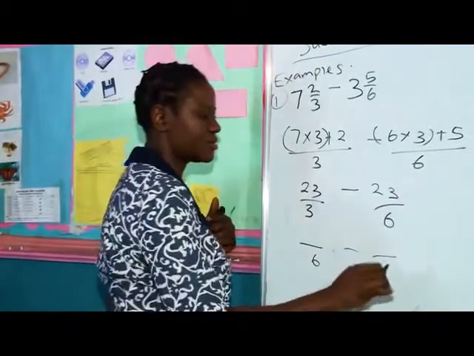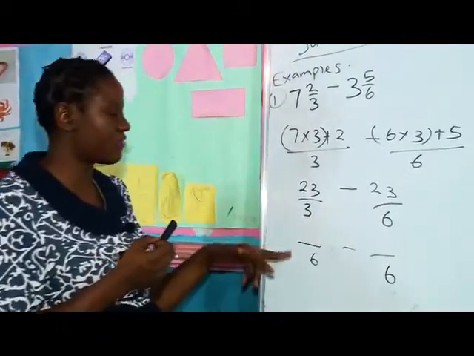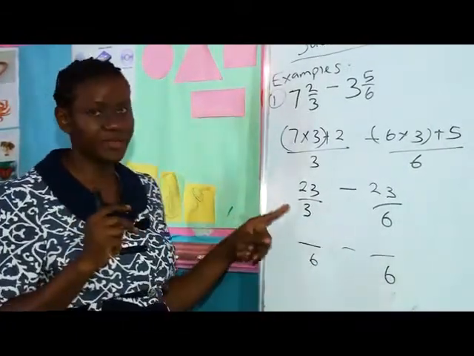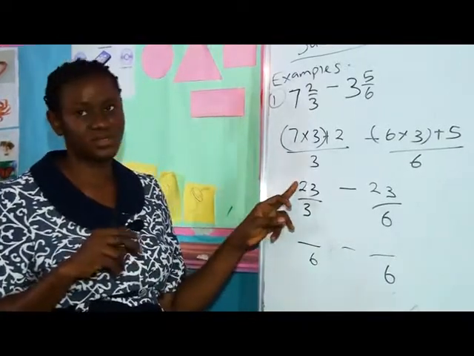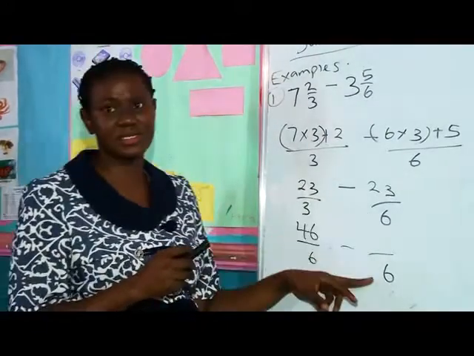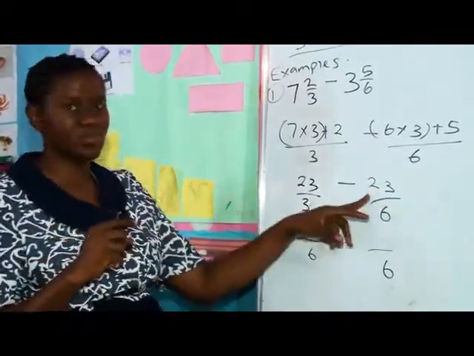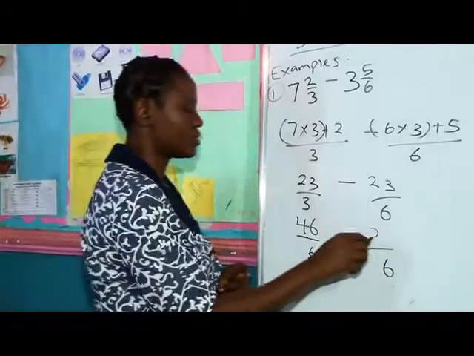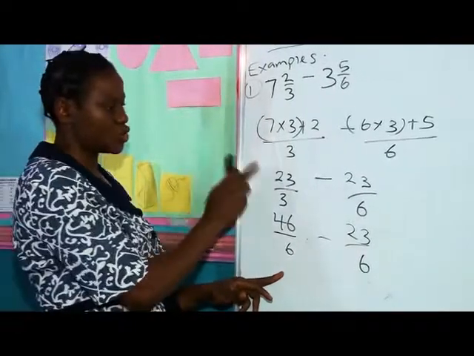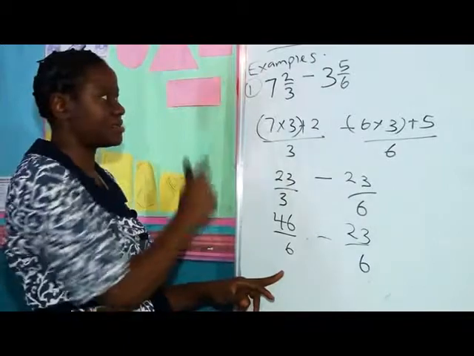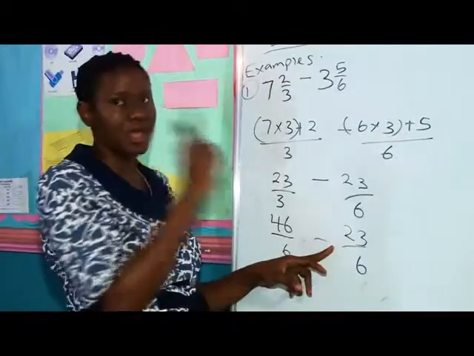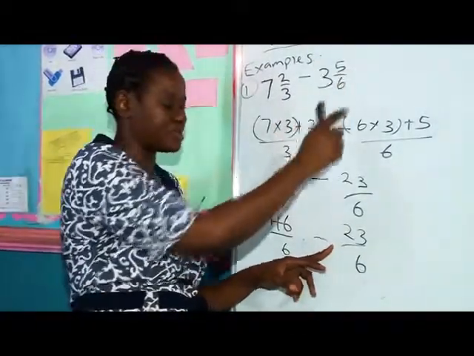So we change this to over 6 minus over 6. How many 3s can I find in 6? 2. 6 divided by 3 is 2. 2 times 23 would give me 46. Then how many 6s can I find in 6? 1. 1 times 23 would give me 23. So I have 46 over 6 equivalent to 23 over 3, equivalent to 7 whole number 2 over 3, and I have 23 over 6 equivalent to 3 whole number 5 over 6.